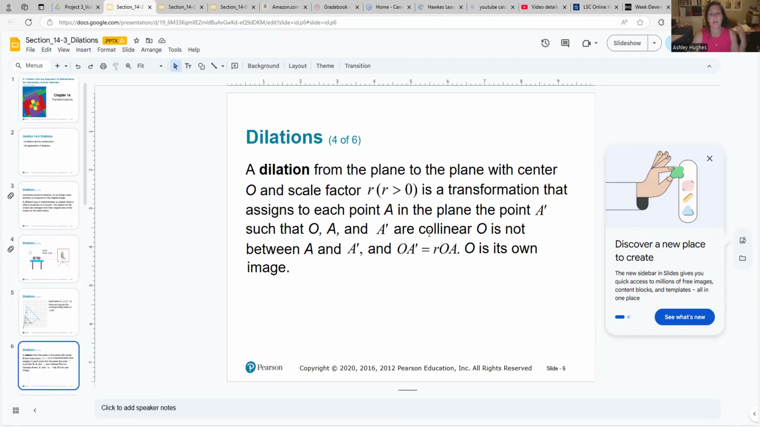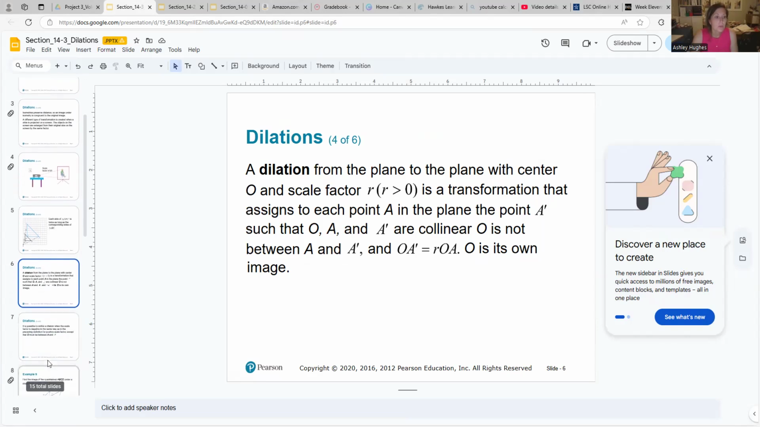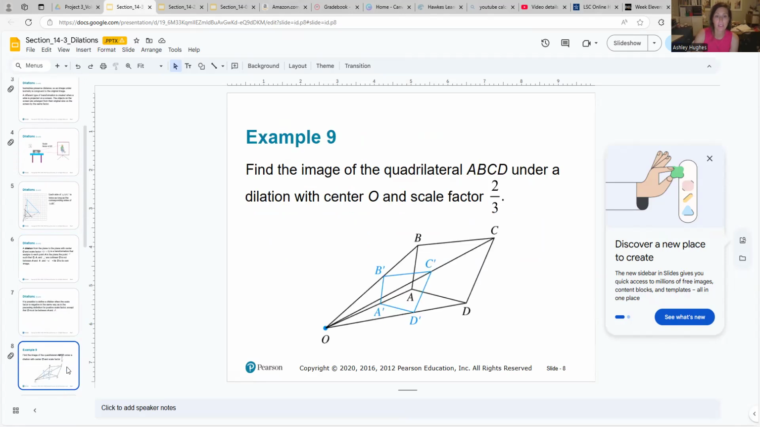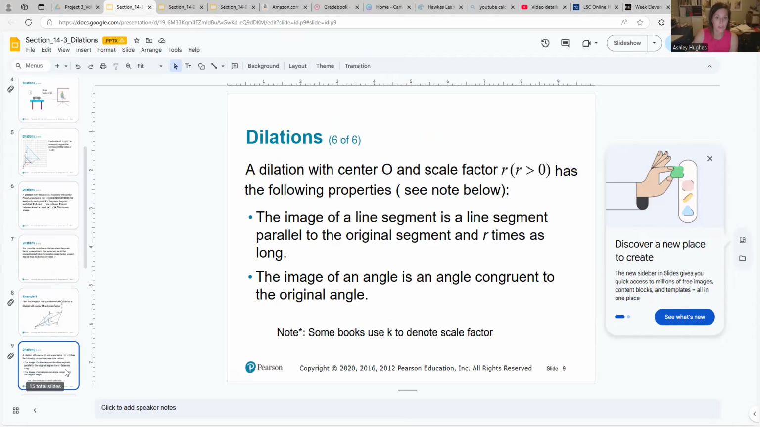And then this is talking about the scale factor. So it's possible to define a dilation when the scale factor is negative in the same way as the preceding definition. So if the scale factor is negative, it means it's getting smaller. Find the image of the quadrilateral ABCD under a dilation with center O and a scale factor of 2/3. So here we're taking this and we're shrinking it down by 2/3.